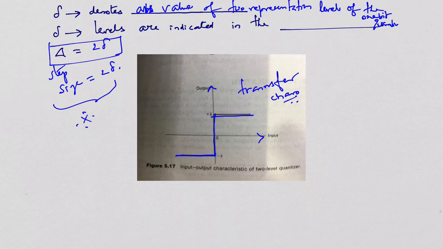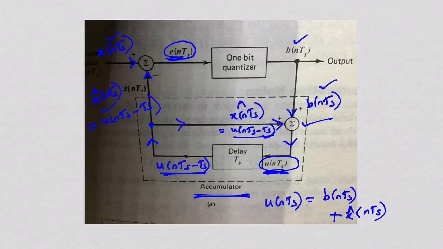Okay, so let me move on to the modulator part. You can notice that x of nTs is the input signal. Let me call this an oversampled input signal, to which x cap of nTs, the latest approximation to the input, is also available. The difference is generated, that is called e of nTs. The e of nTs is passed through a 1-bit quantizer or 2 representation level quantizer, and then it produces an output as b of nTs.